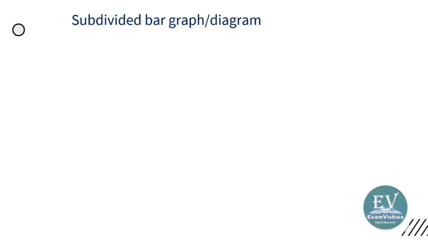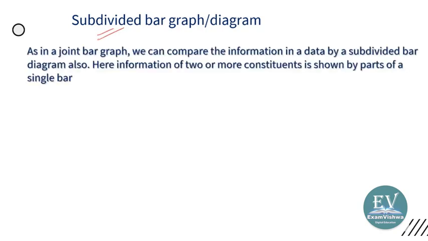Subdivided bar graph or diagram, that is another topic in this statistics. Bar graph you have studied in class 7, but here it is subdivided. Bar graph को हम subdivide करने जा रहे हैं. You will understand now. In a joint bar graph, we can compare the information in a data by subdivided bar diagram also. Here, information of 2 or more constituents is shown by part of a single bar.